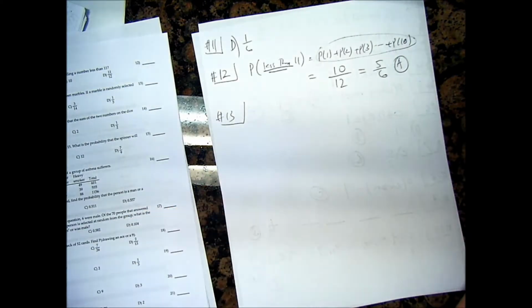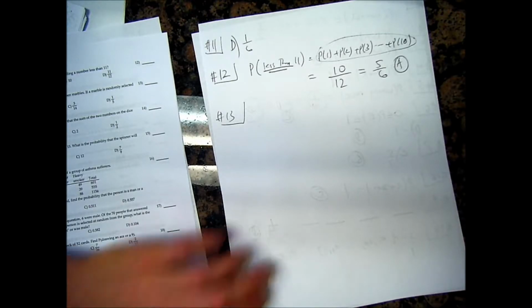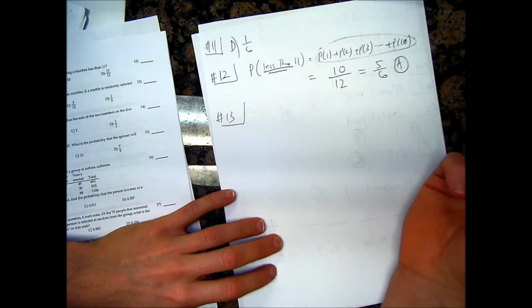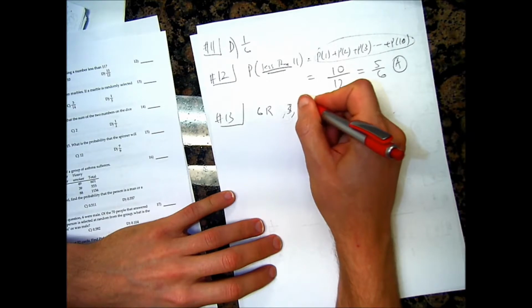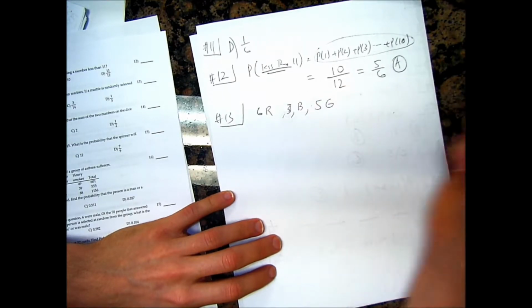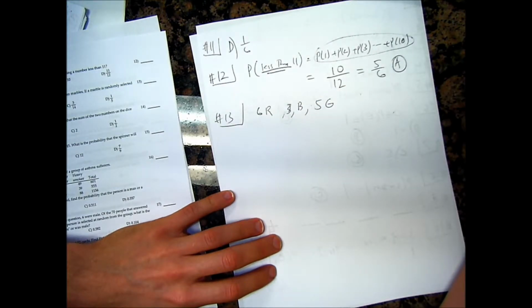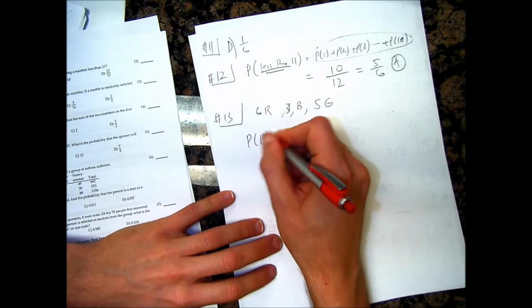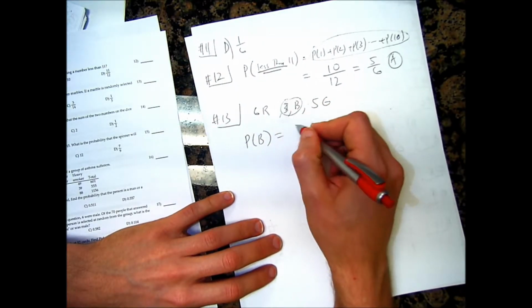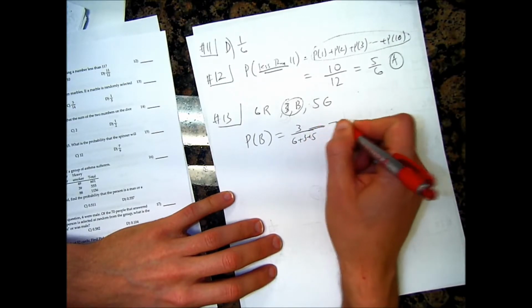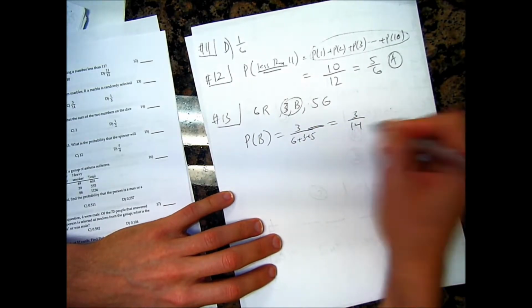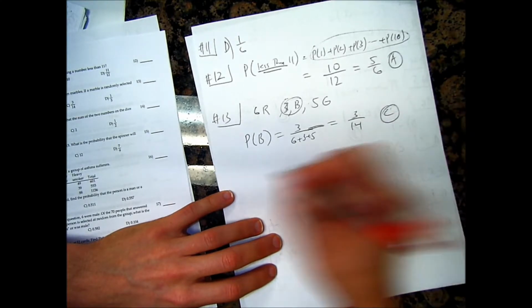A bag consists of 6 red marbles, 3 blue marbles, 5 green marbles. If a marble is randomly selected from the bag, what's the probability that it's blue? So 6 red, 3 blue, and 5 green. If a marble is randomly selected, what's the probability it's blue? So there's 3 blue, and there's that many total possibilities, which is really 3 out of 14, which is C.